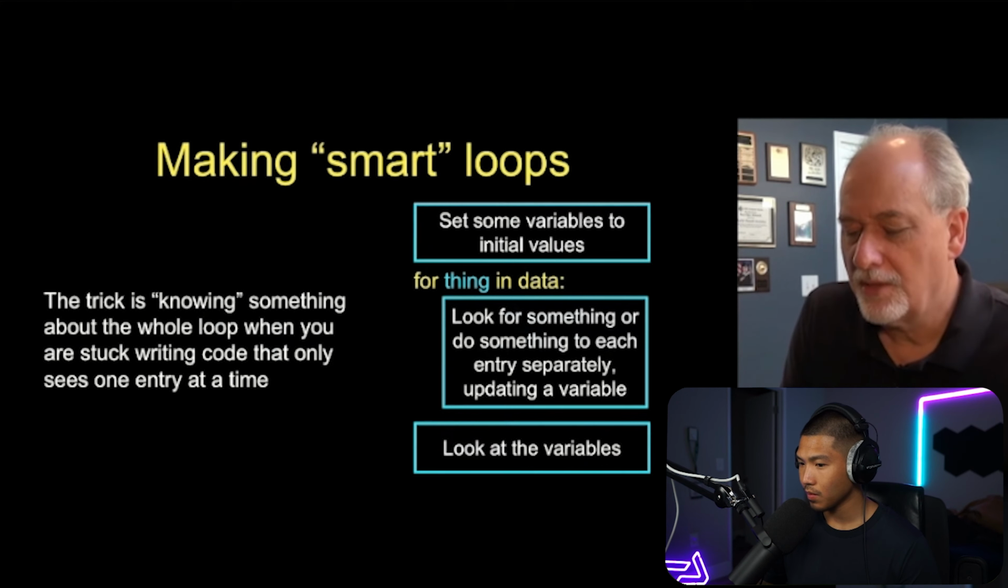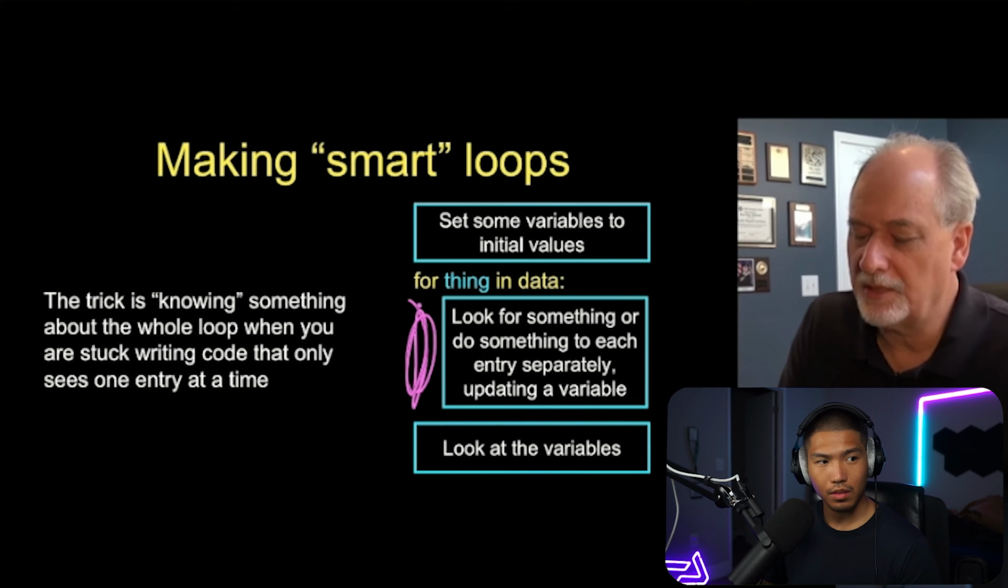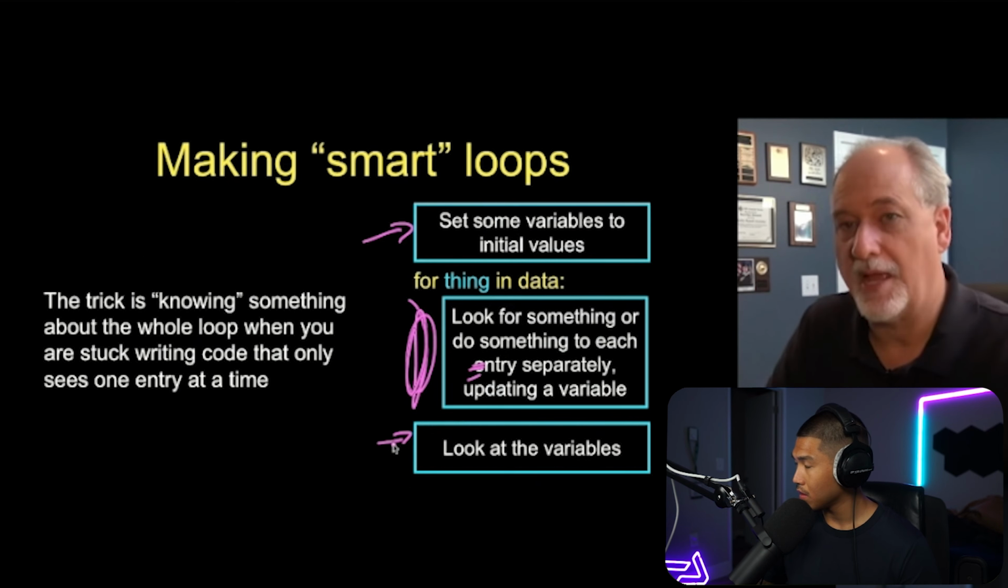The pattern that we're going to follow is we're going to have this loop that's going to run once for each thing in some data. We're going to set something at the beginning, and then we're going to do something to each one. And at the end, we're going to get the payoff. We're going to get the result.